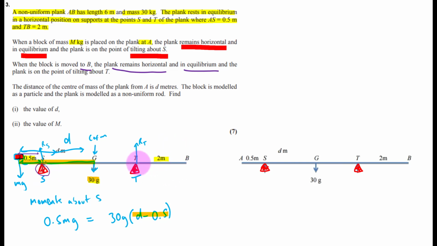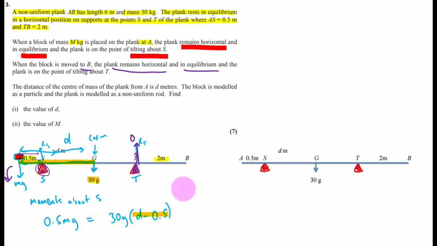Now, there's a key point where you think, well, what about this normal reaction here? Why do we not include it? Right, this is on the point of tilting about S. So this plank, if the block's here, it's going to tilt this way, okay? Now, if it's going to tilt this way, and it's about to tilt, then there's no reaction force here. It's about to move. That force here is going to be zero. There's nothing acting on this, so that has to be zero. Now that answers that bit.